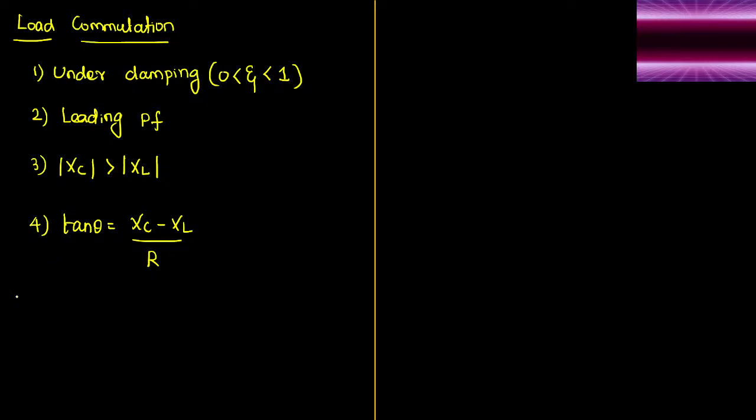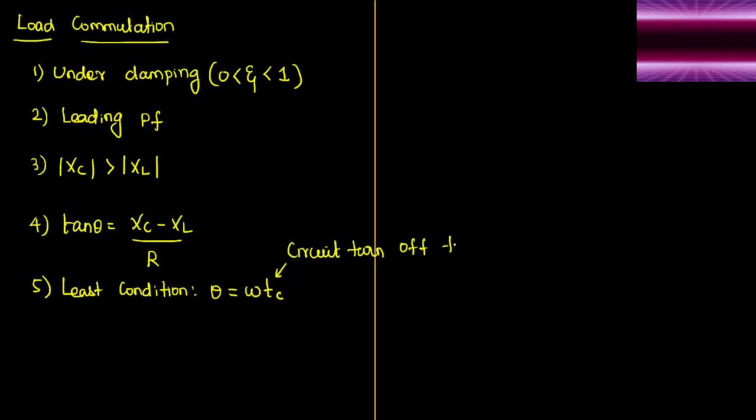And one more thing. If you want to keep the system under damping in order to achieve the load commutation, the least condition to bring the system to under damping is that theta must be equal to omega times the circuit turn off time. Let me clearly write this. Tc denotes circuit turn off time. That's all. So just do remember all these points that are highlighted.